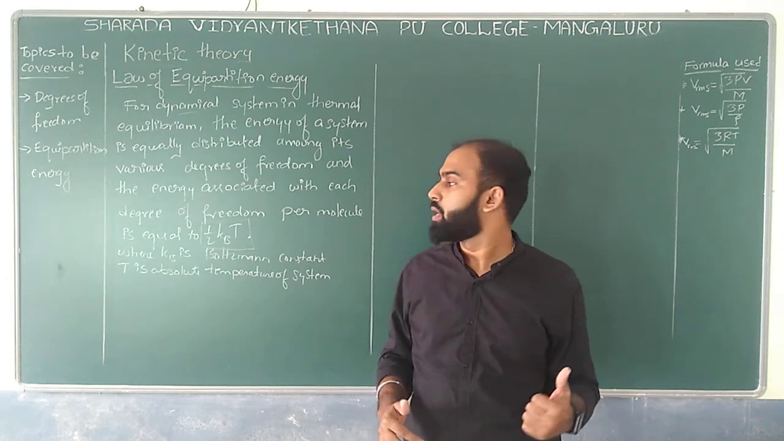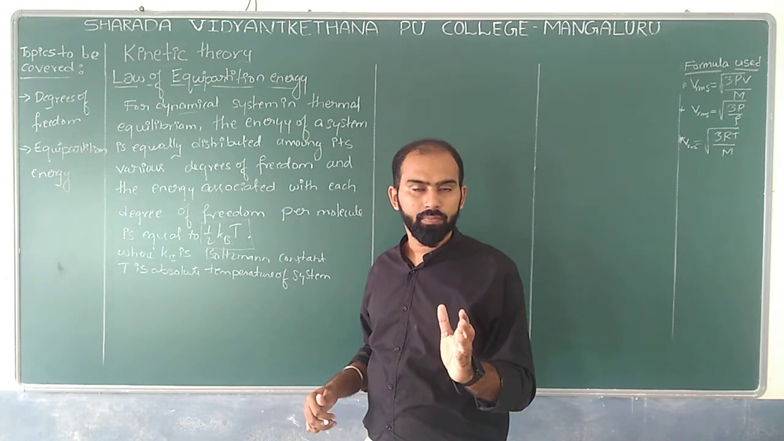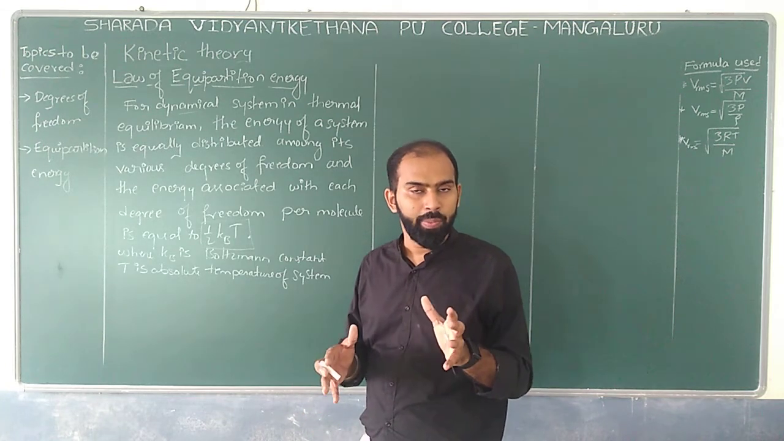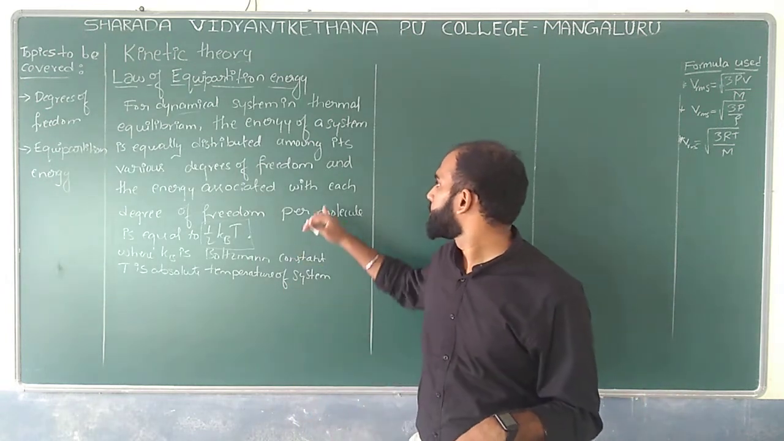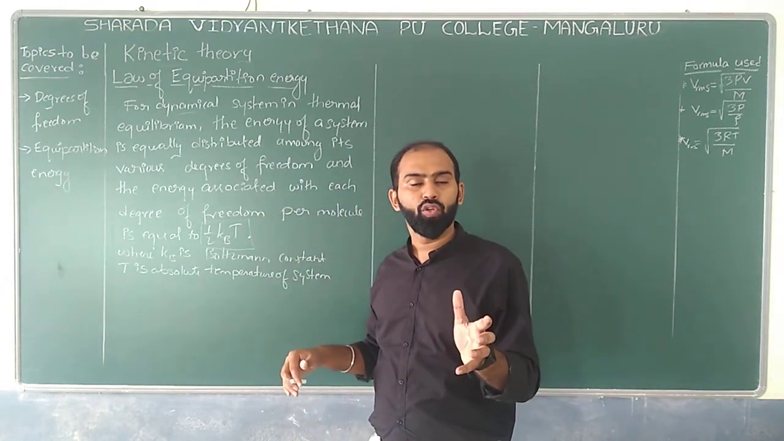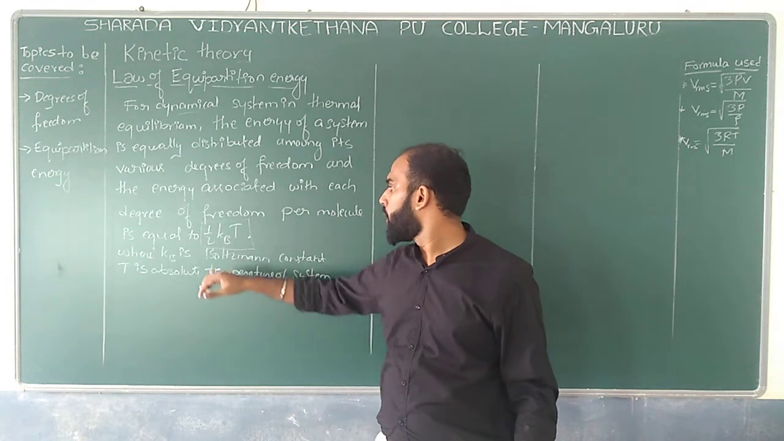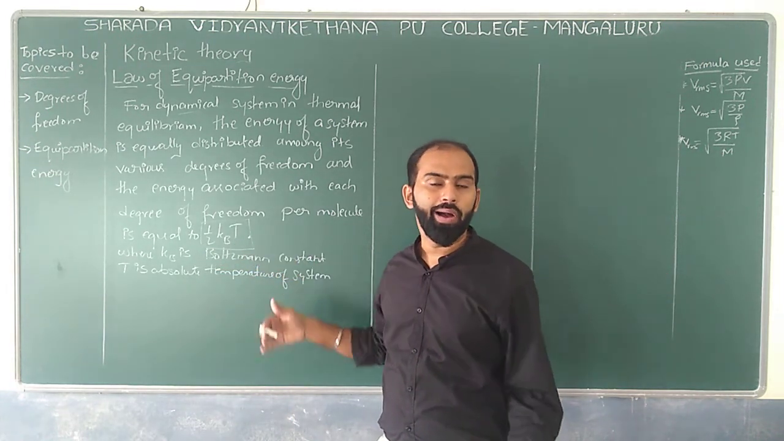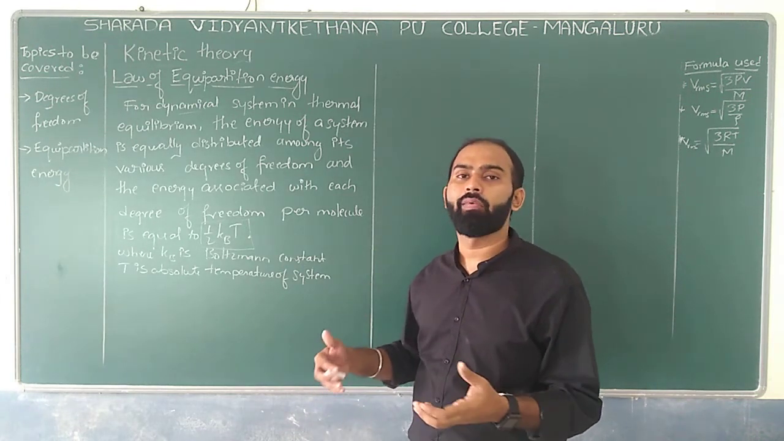It is around 6. So similarly, energy is distributed among its various degrees of freedom, and the energy associated with each degree of freedom is equal to half kBT. So half kBT means each molecule can expect the energy of half kBT.